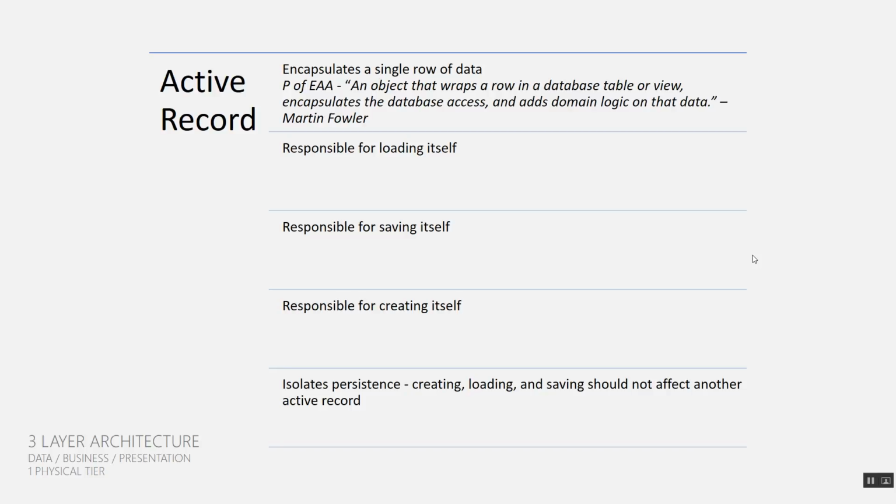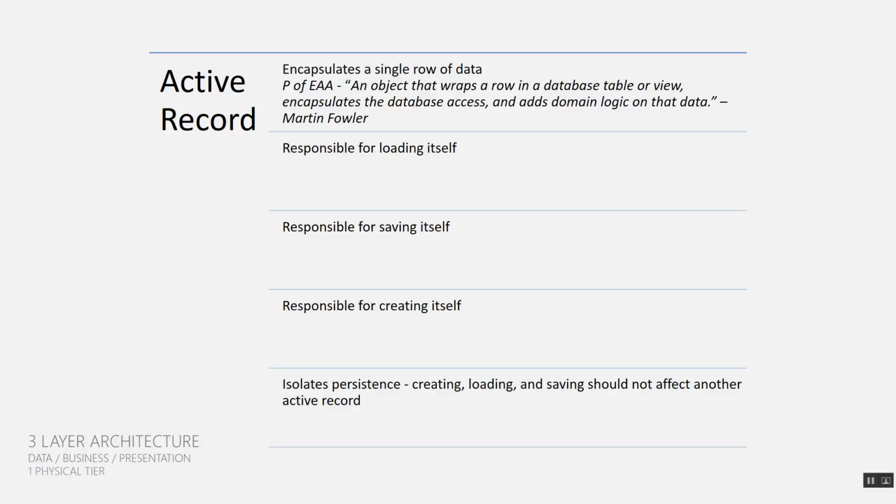So Active Record, just to follow up on that, we're going to encapsulate a single row of data. As Martin Fowler says, single row data, but adding domain logic to that data. So Active Record will be responsible for persistence. I'm going to load, create, and save that row of data within the active record. And an important key point of that is that you should have that persistence isolated. So one active record should not affect another.